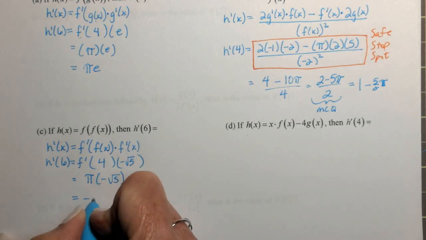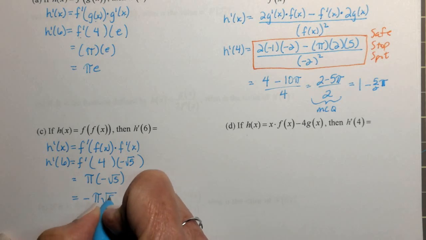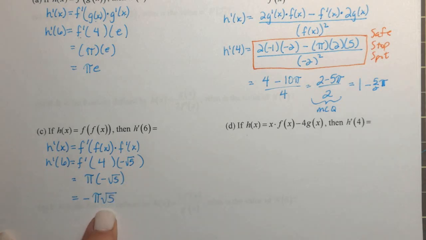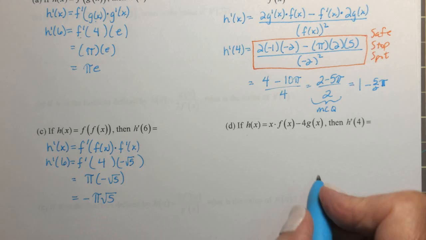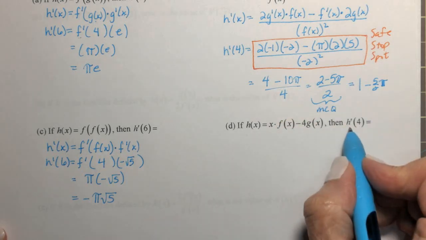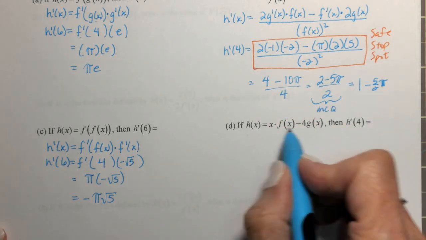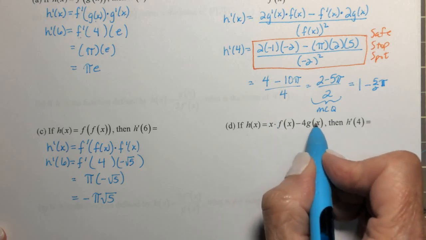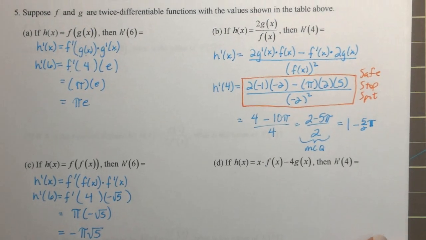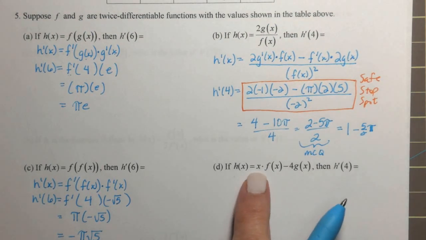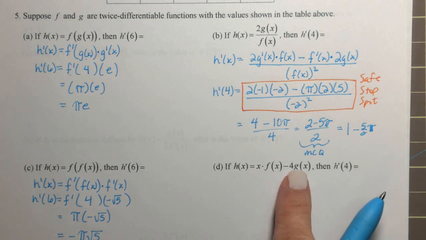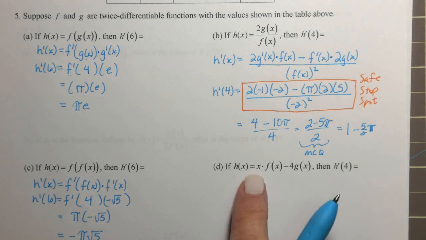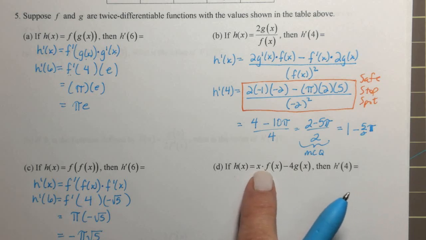Multiple choice, they would just pull out that negative and write it like this. Okay? Part D. Now we need h prime of 4, where h is given like this. There are two terms in h. I see a product for one term, and then I see this other term left alone. We're going to need to use the product rule on this.